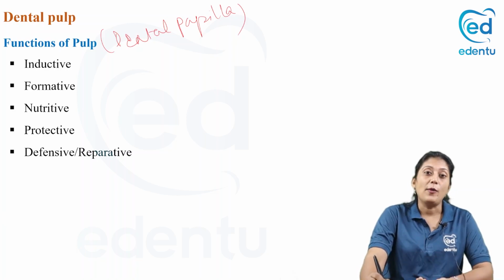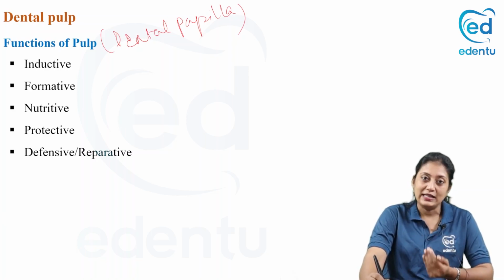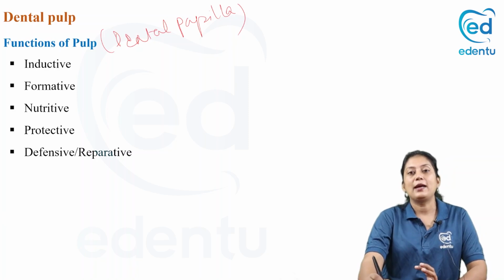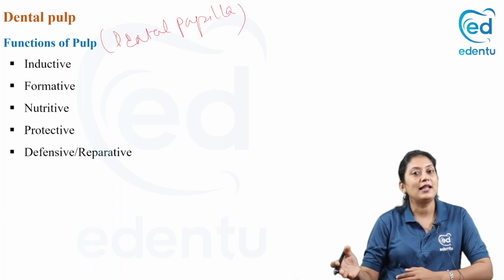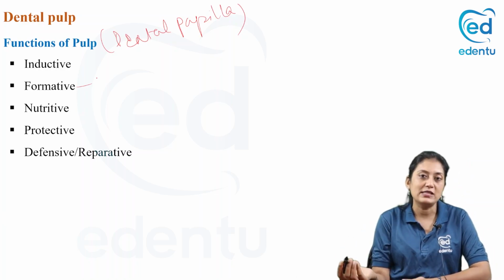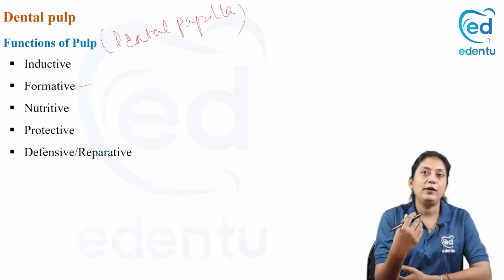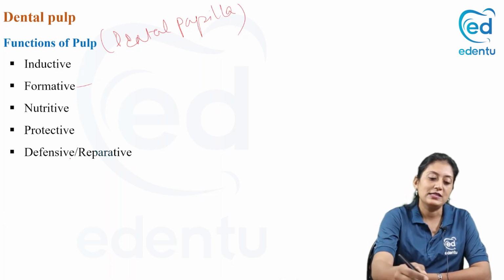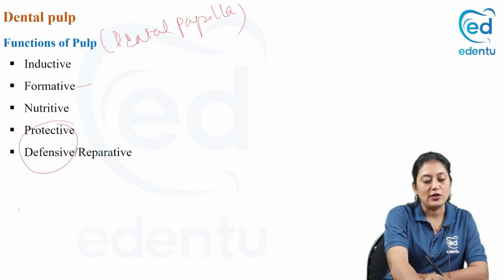And it also has a formative function, because whenever there is a need, the undifferentiated mesenchymal cells can differentiate into odontoblasts and that can form tertiary dentin. So it also has a formative function. Because of blood vessels, it has a nutritive function, and because of all the immune cells and defense cells, it has a defensive and protective function also.